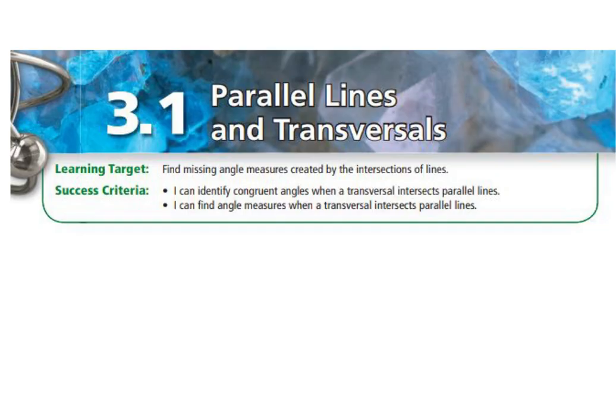That looks like this. Two parallel lines and a transversal going through it. And then finally, you'll also be able to find angle measures when a transversal intersects parallel lines. So say we know that one of these angles is 120 degrees. Then we'll also be able to find out that this is 70 degrees.